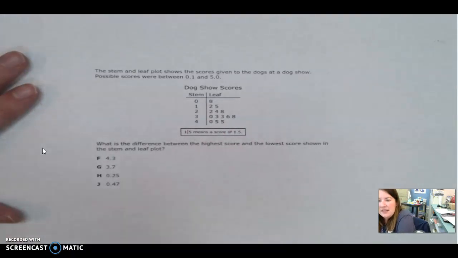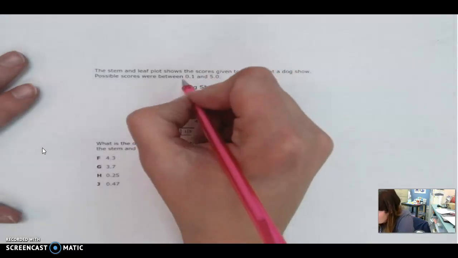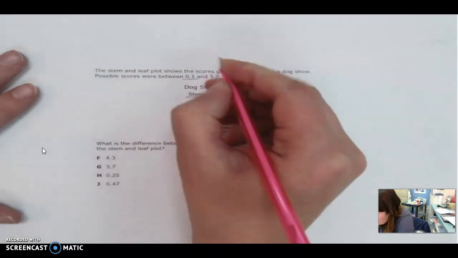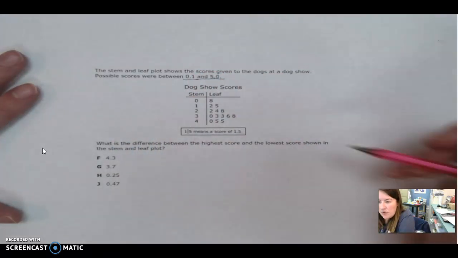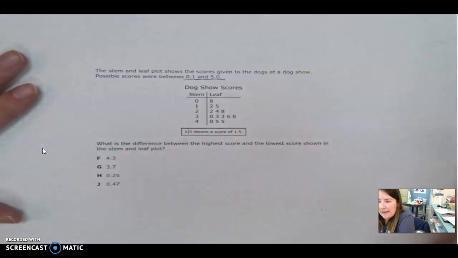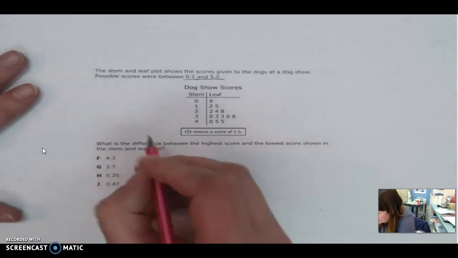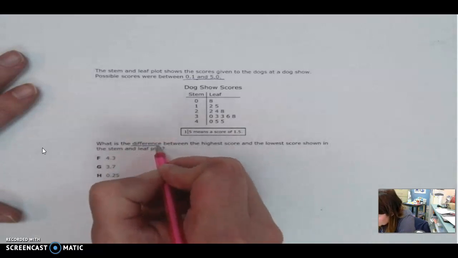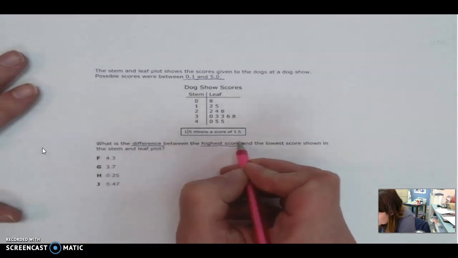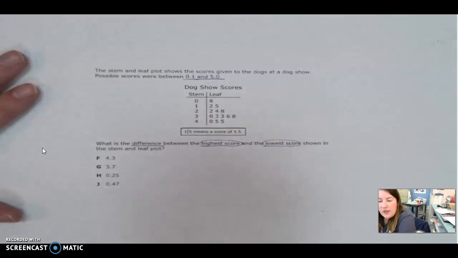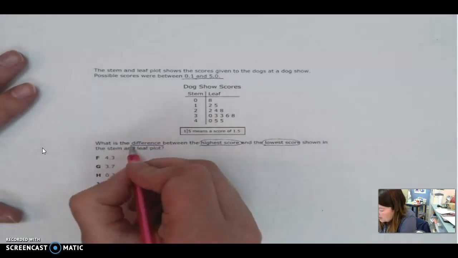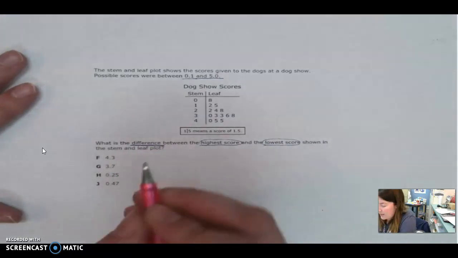It says the stem and leaf plot shows the scores given to the dogs at a dog show. Possible scores were anywhere between 1/10 and 50/10. So here's all the scores. We'll write them down here in a second. The question is asking us, what is the difference between the highest score and the lowest score shown in the stem and leaf plot? So typically when we're trying to find the difference between something, we what?